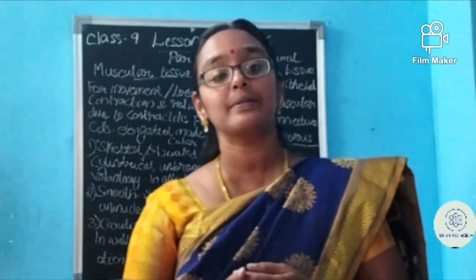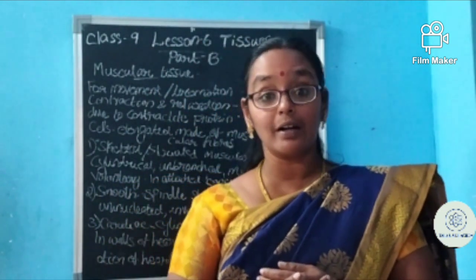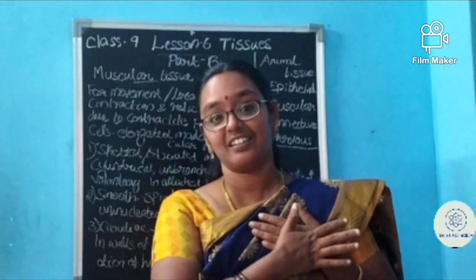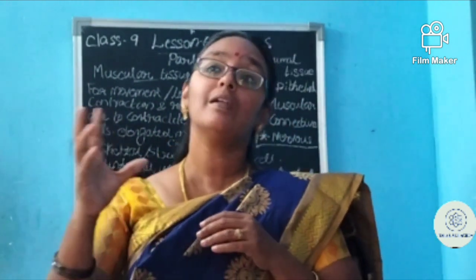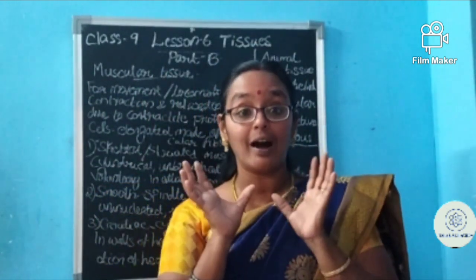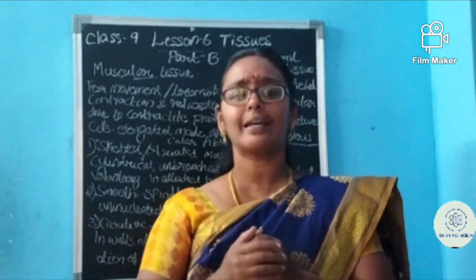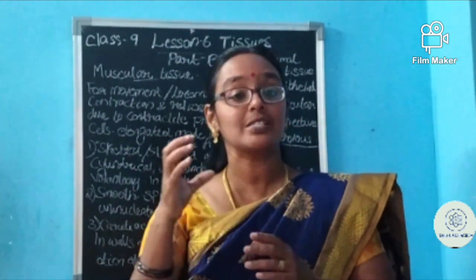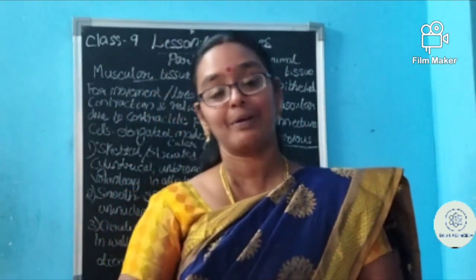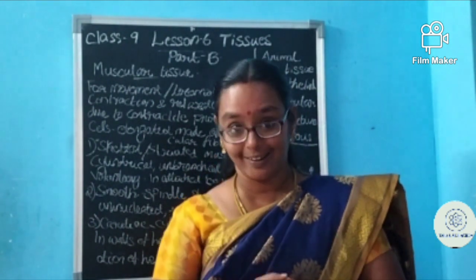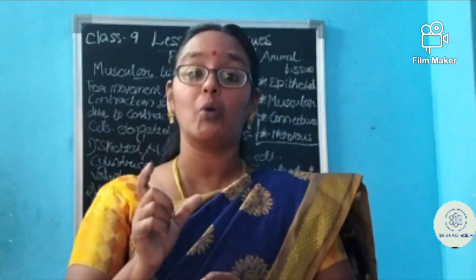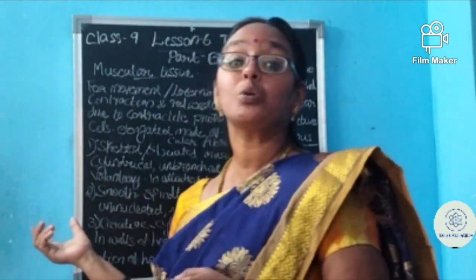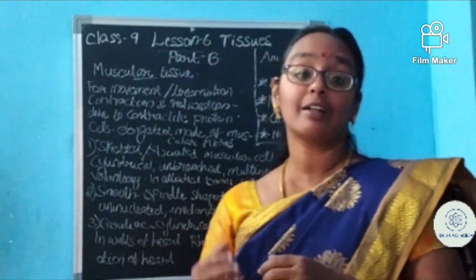Then what about the cardiac muscles? Where will they be found? Cardiac, heart, cardiac attack, heart attack. In the 7th standard itself you have learned about the heart. We said that the heart is an internal organ which is purely made of muscles. There is no bone in the heart, and it is made of cardiac muscles. Now we are going to learn how it works and what its specialties are.